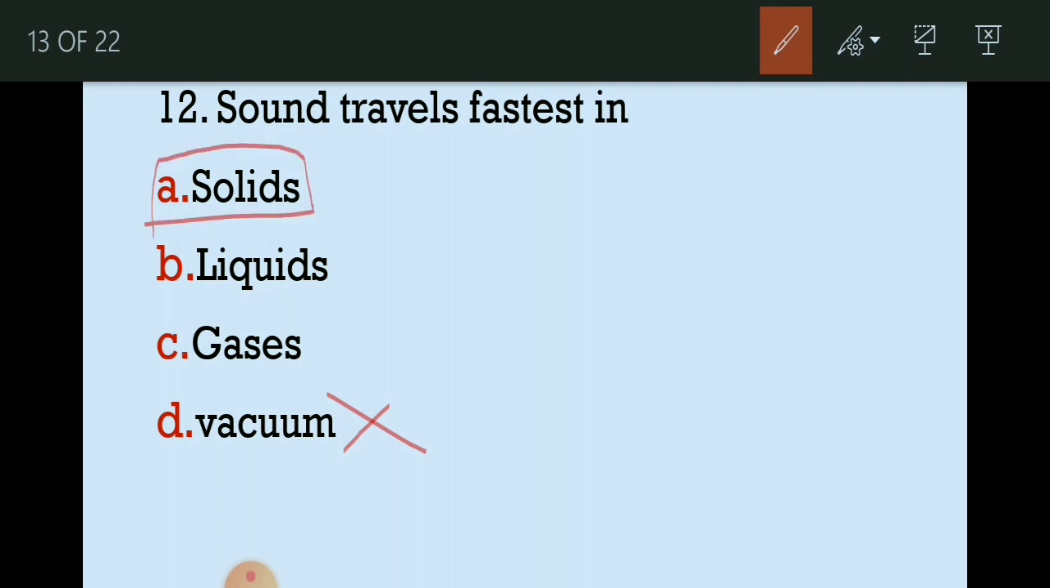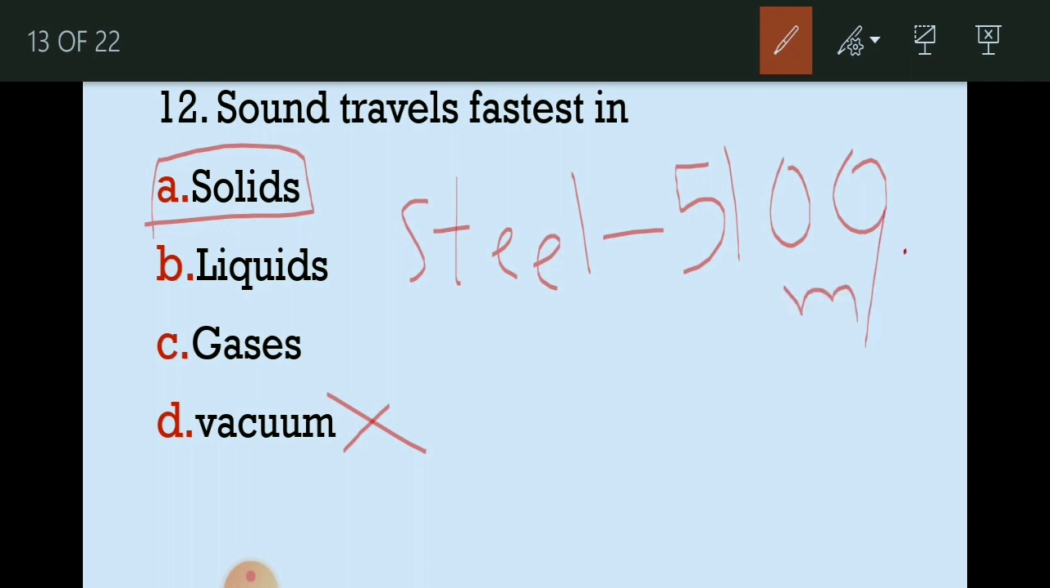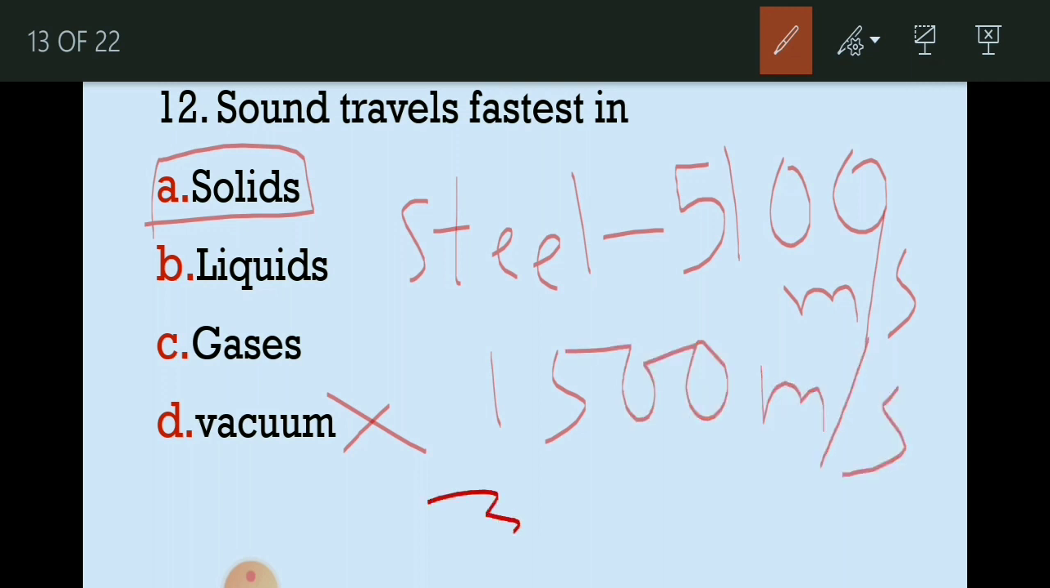Solid, like steel, if we consider, the speed in this case is 5100 meter per second. In case of water, it will be 1500 meter per second, and in case of gases or air, the speed is 332 meter per second.